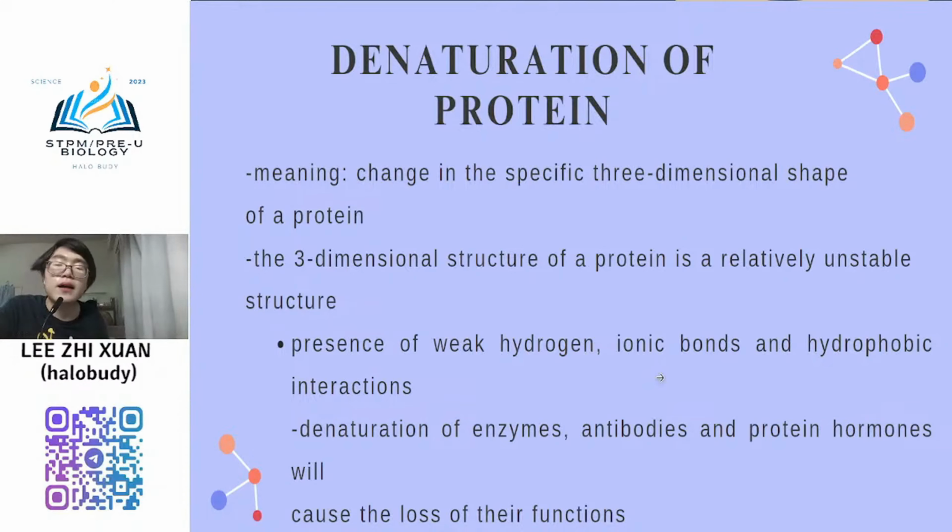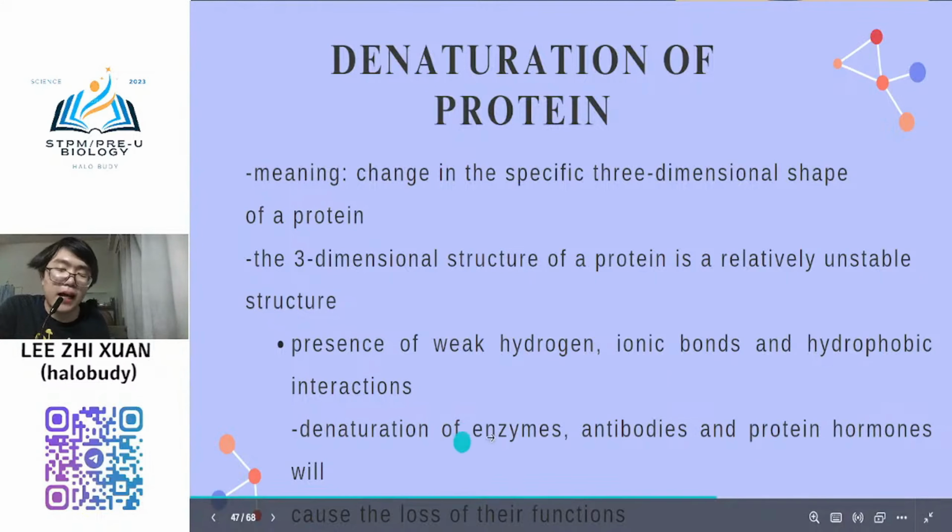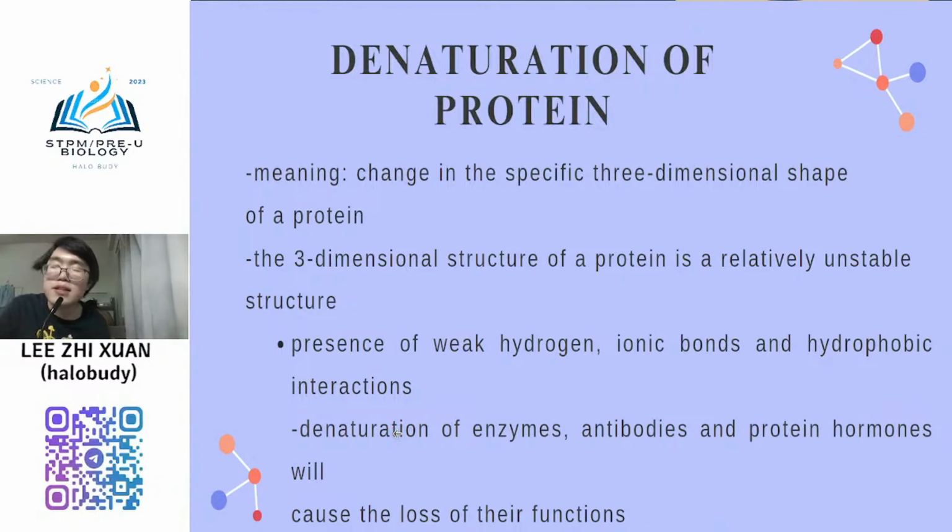It is still weak. So you don't want to confuse it with the ionic bond in chemistry that you learn in SPM. This ionic bond is a weak ionic bond. And denaturation of enzyme, antibody and protein hormone will cause your function loss. Although your amino acid sequence is still the same, they will not break down your amino acid sequence, they will not hydrolyze your peptide bond, your peptide bond still remains. But your interactions change, your 3D structure changes, your function also changes.